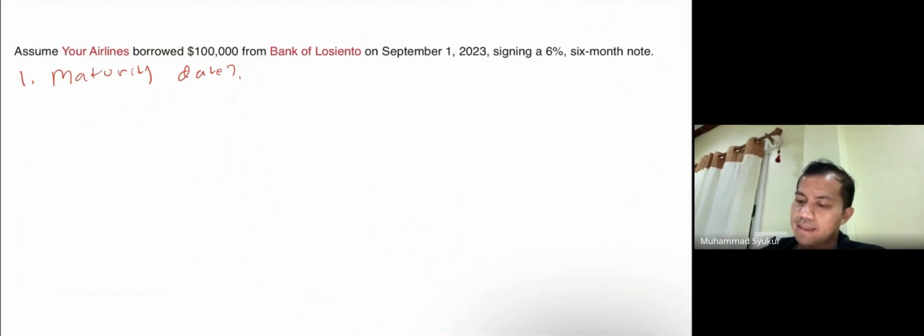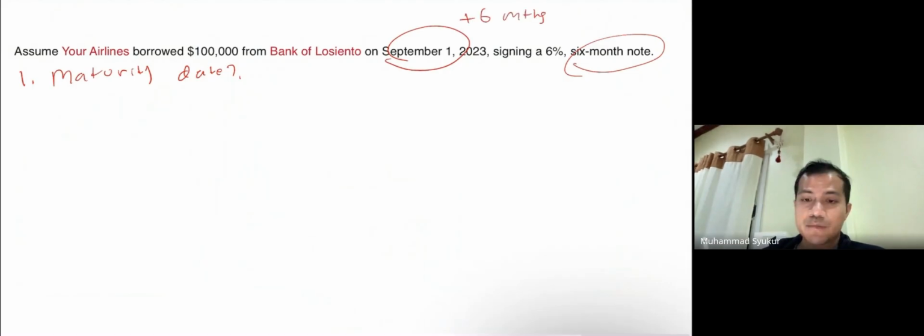It starts from September 1st, 2023, and the note is for 6 months. So it's September 1st plus 6 months, so the deadline would be March 1st, 2024.